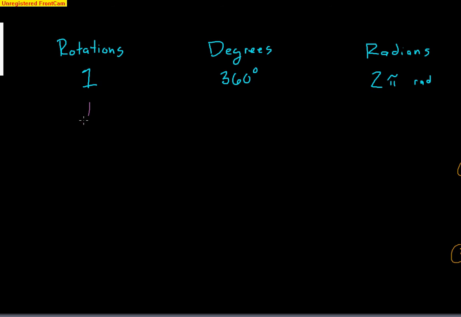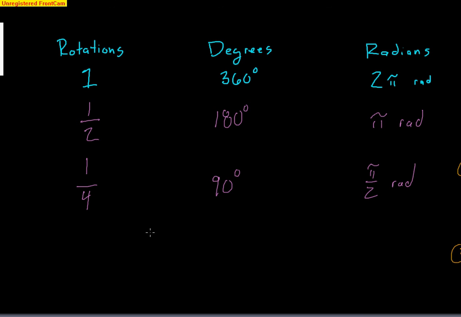So let's talk about 1/2 rotation. 1/2 rotation would be 180 degrees, and half of 2 pi would be pi radians. So all I'm doing is cutting everything in half, right? So let's talk about 1/4 of a rotation. 1/4 of a rotation is 90 degrees, because 1/4 of 360 is 90 degrees, and 1/4 of 2 pi would be pi over 2 radians.